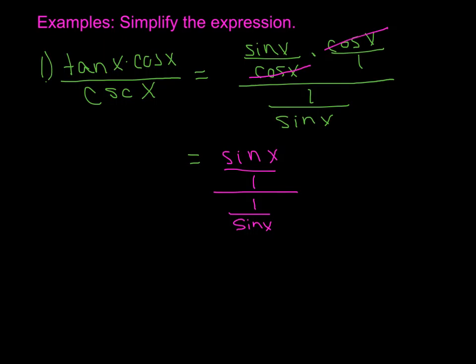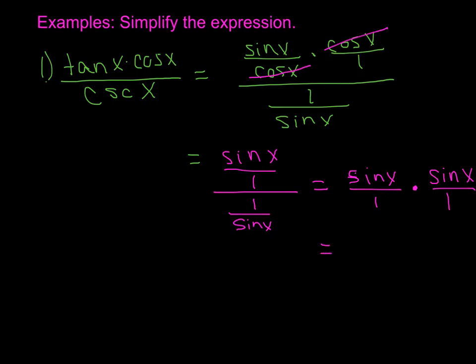Now I have a fraction divided by a fraction, so I have to simplify that. Whenever you have a fraction divided by a fraction, if you remember from middle school, you keep the first, or copy the first. So sine x over 1. Change to multiplication instead of division. And then you flip the second one. So instead of 1 over sine x, I end up with sine x over 1.